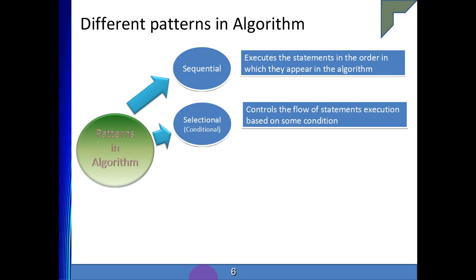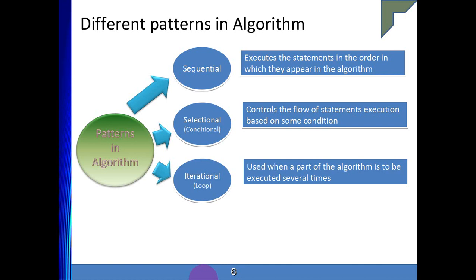Next, selection. It controls the flow of statement execution based on some condition. We have the explanation in the next slide. Selection is based on a condition. Say if it rains, then I will take the umbrella. If it doesn't rain, then I will not take the umbrella. So the condition is the raining.